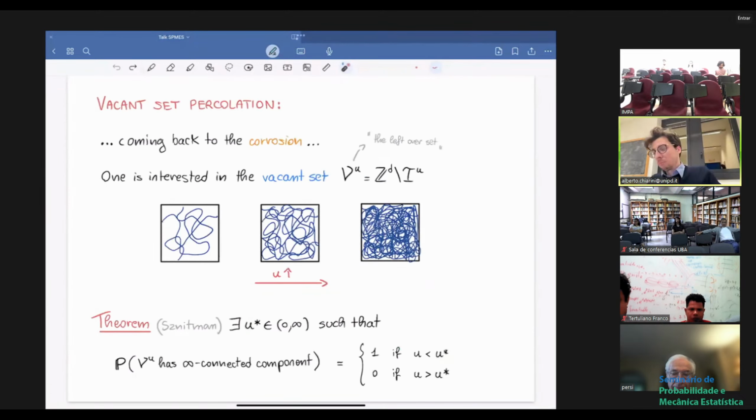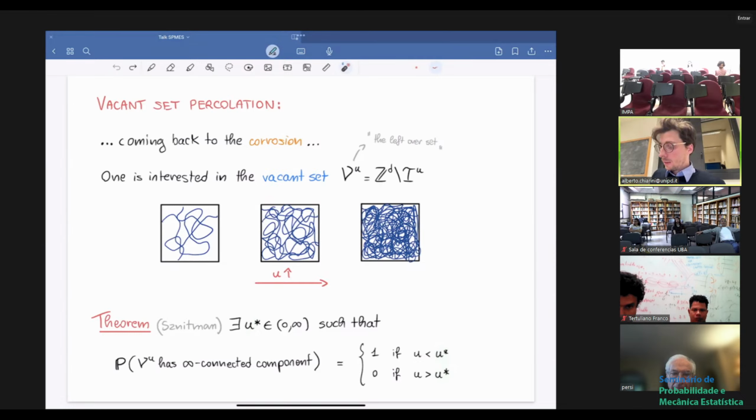Okay. So coming back to the question of corrosion by simple random walk, we saw that there was this abrupt change in behavior when the proportionality constant U was small and when U was large for the random walk on the torus. And in order to answer that question for the random walk, we first look at a similar question for random interlacements.